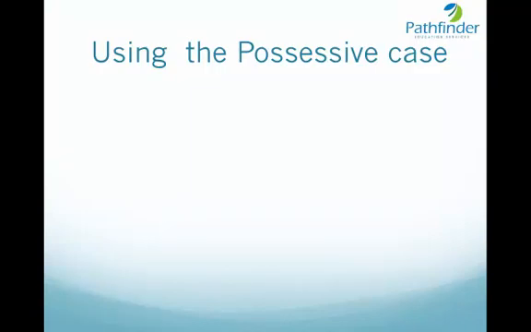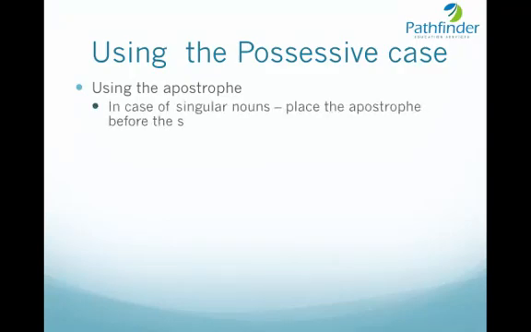Next, we take a look at using of the possessive case, especially where to place the apostrophe. So here are some simple rules which will guide how and where to place the apostrophe s, which is visible in the possessive case. In case of singular nouns, place the apostrophe before the s, as in Manish's book. So you see, Manish is followed by apostrophe, which is followed by an s, which indicates the possessive case. Similarly, Ram's bow, you can see the apostrophe is placed just before the s.